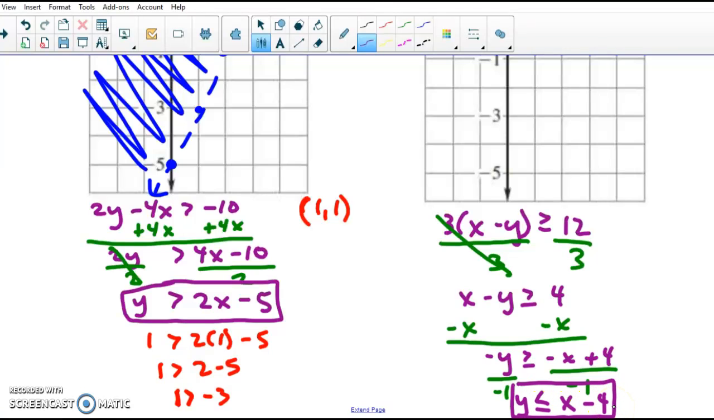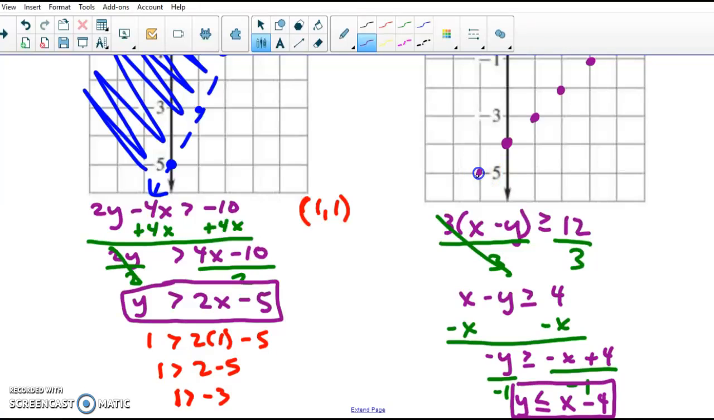So this is the line that I'm going to graph. To graph this, I'm going to start at my y-intercept, which is -4. I'm going to put that point on my graph. Now I'm going to use my slope, which is 1, and I'm going to find my other points. So from my y-intercept, I'm going to rise 1, run 1, rise 1, run 1, rise 1, run 1.